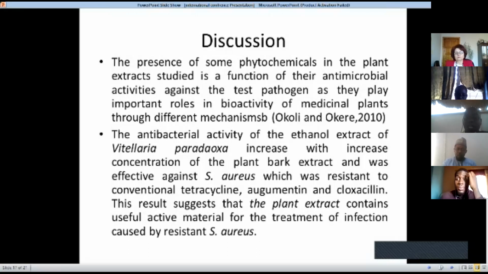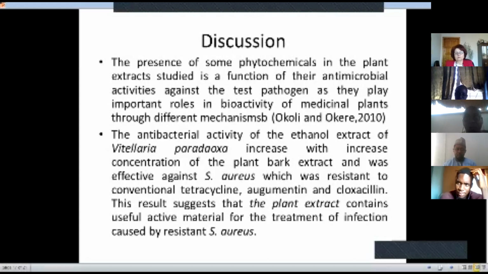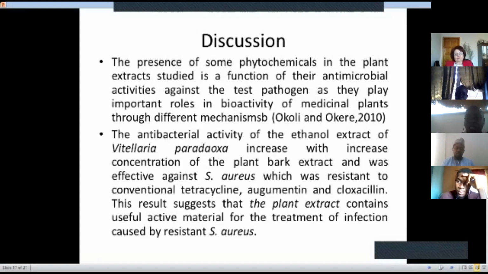What I'm trying to say here is that since all those microorganisms were subjected to our antibiotics like augmentin, tetracycline, cycloserine, and what we have, we found that most of these isolates, the microorganisms that are causing various diseases and infections to us, became resistant to all these conventional antibiotics, but they are very sensitive to the two plant extracts, which is an indication that the plant extract is very good for the curing of all those diseases.